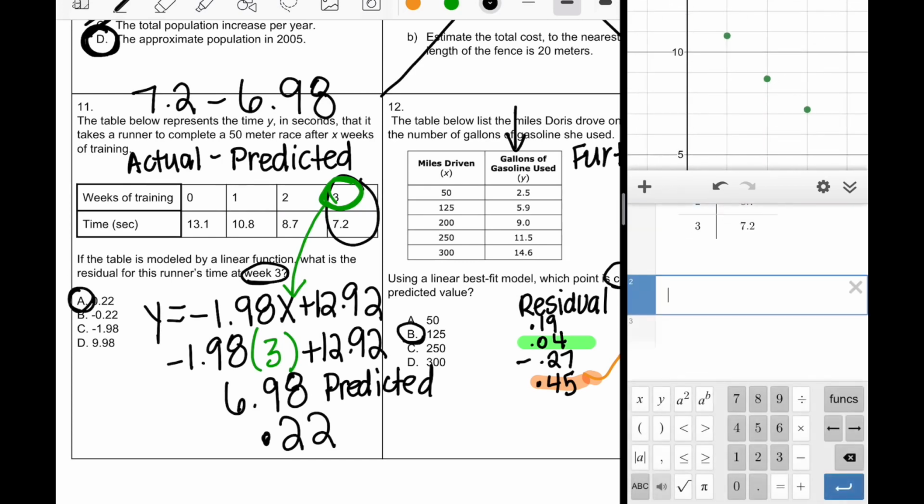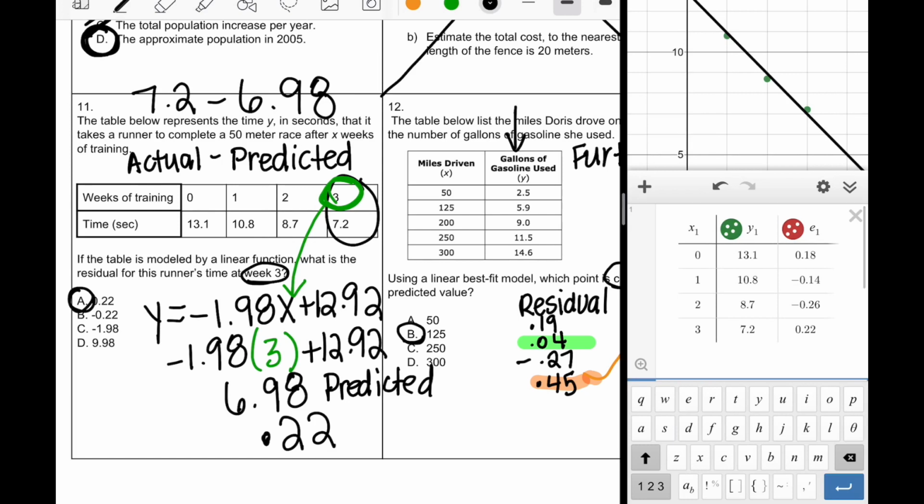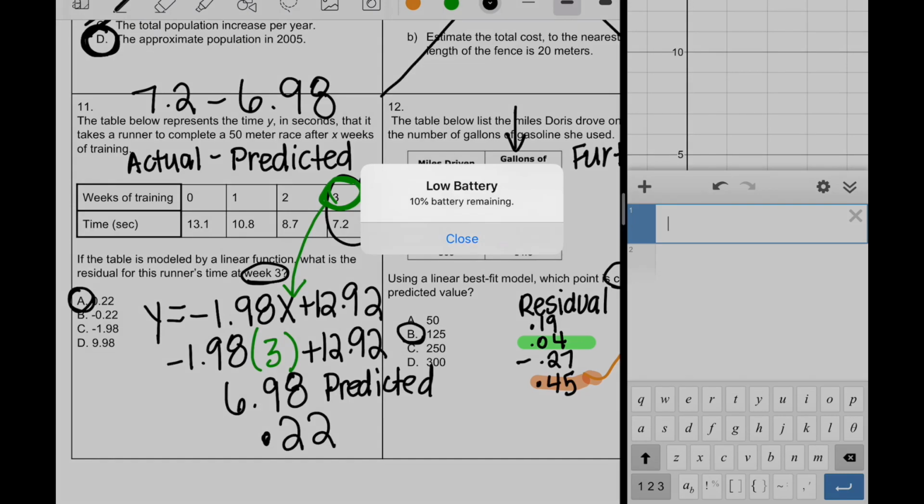I'm looking at these values back in my table. Here's my graph. I have y1s and x1s again because I deleted everything. I can hit my residuals plot, and again, it's going to put those values in my table. At 0, the residual is 0.18. That's my actual minus predicted. At 1, I get negative 0.14. We were looking for week 3, and week 3 right here was 0.22, which is exactly what we found. So you can use your residual plot in Desmos.